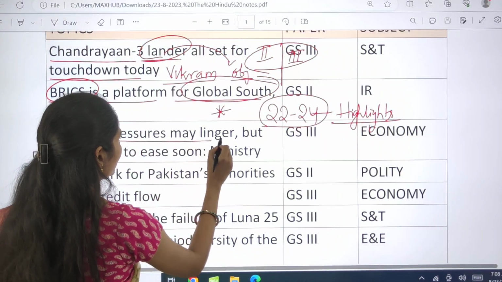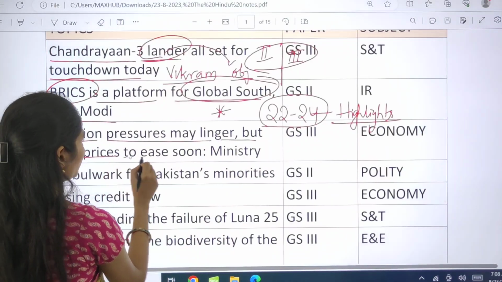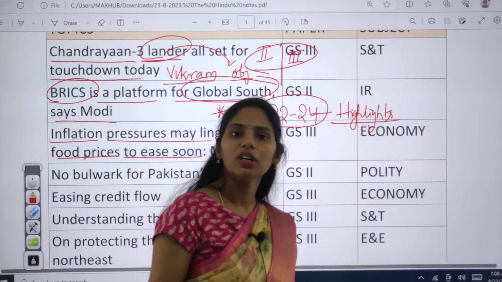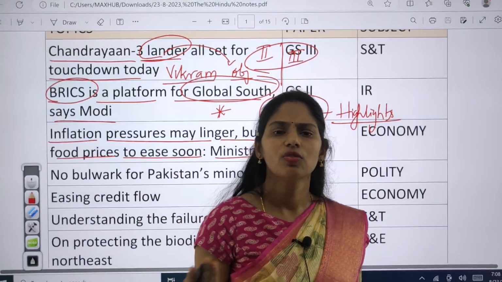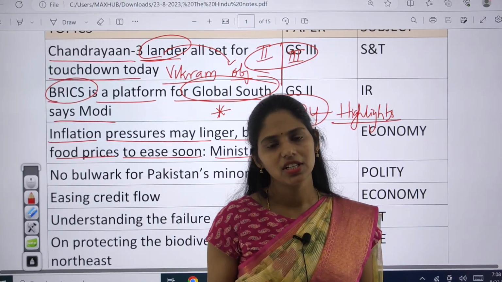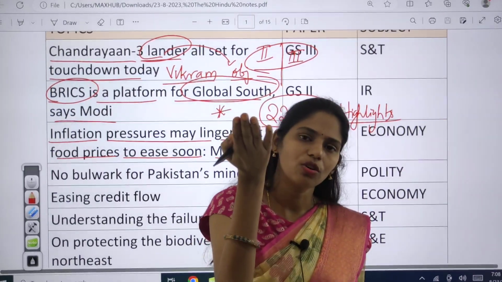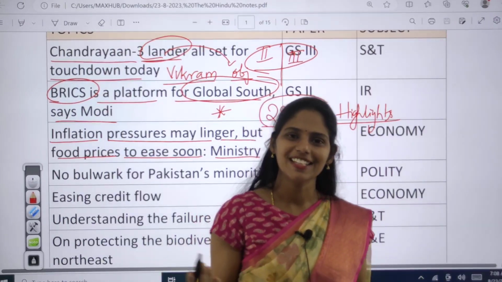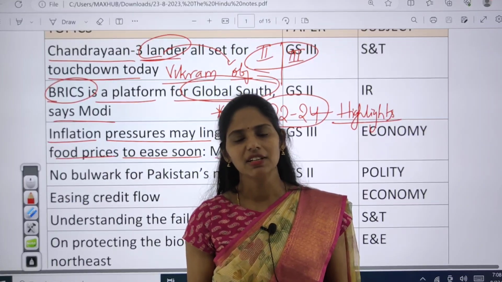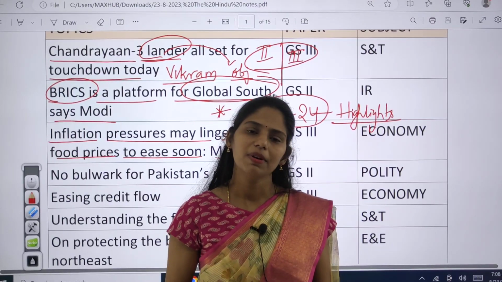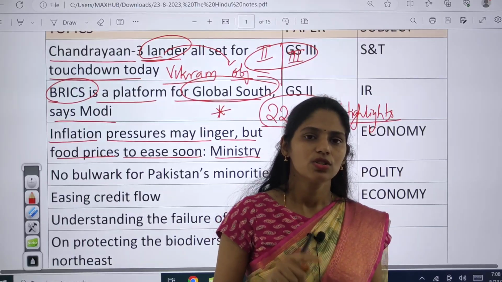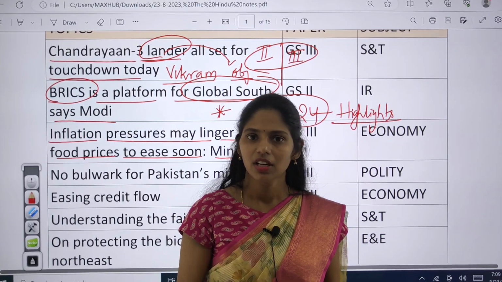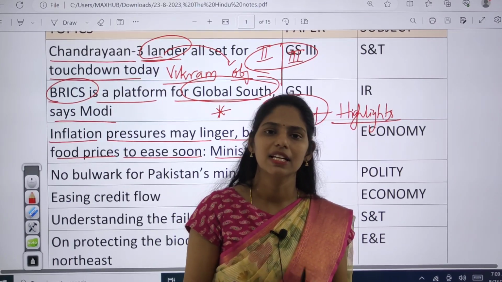The next topic is inflation: inflation pressures may linger, but food prices to ease soon, says ministry. Here in our economy, we are facing inflation. So what is inflation? Inflation is whenever there is a rise in prices of goods and services in the market; that condition is called inflation. In this inflation, we have different types. Normally, we have types such as demand pull inflation, cost push inflation, and built-in inflation.